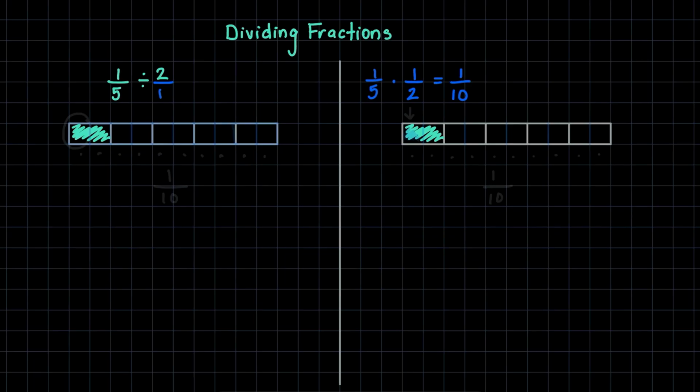All right, 1/5 divided by 2 means I take that 1/5 and I split it into 2 equal groups. So to split this into 2 equal groups, that would look like this. But we know we have to split everything, so we know how many parts or what size these parts are.